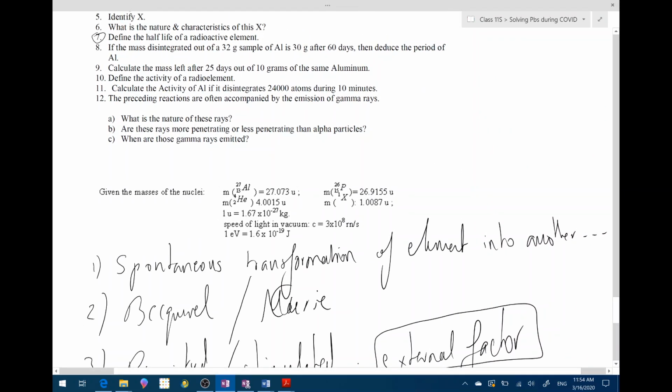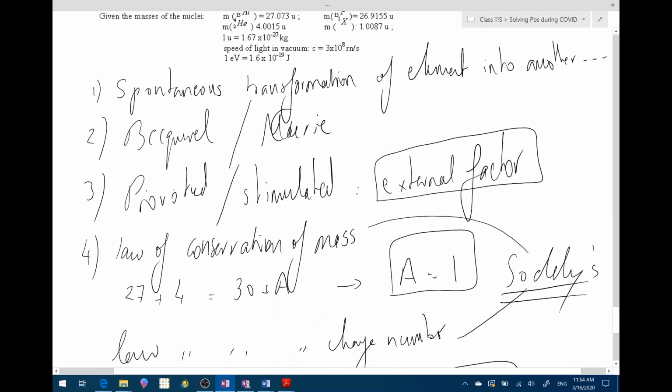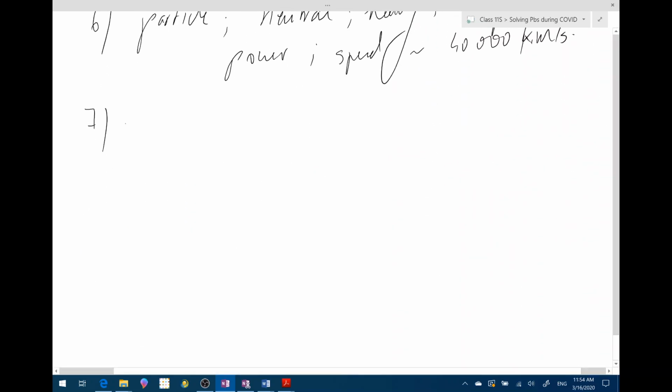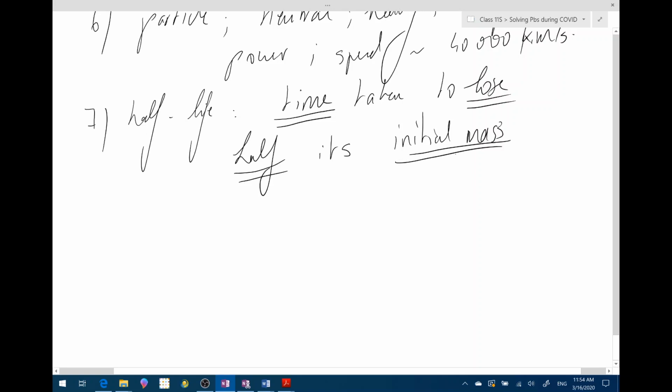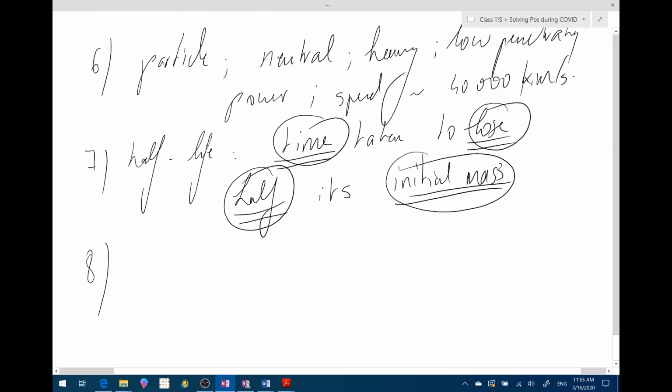Now, number 7, define the half-life of a radioactive element. And the half-life is, once again, pure definition. The half-life is the time. Anything that doesn't start with the time is wrong. It's the time taken by a radioactive element to lose or to decay half of its initial mass. Those are the keywords I'd be searching for. It's the time taken to decay half of whatever you initially had. All right? 8.